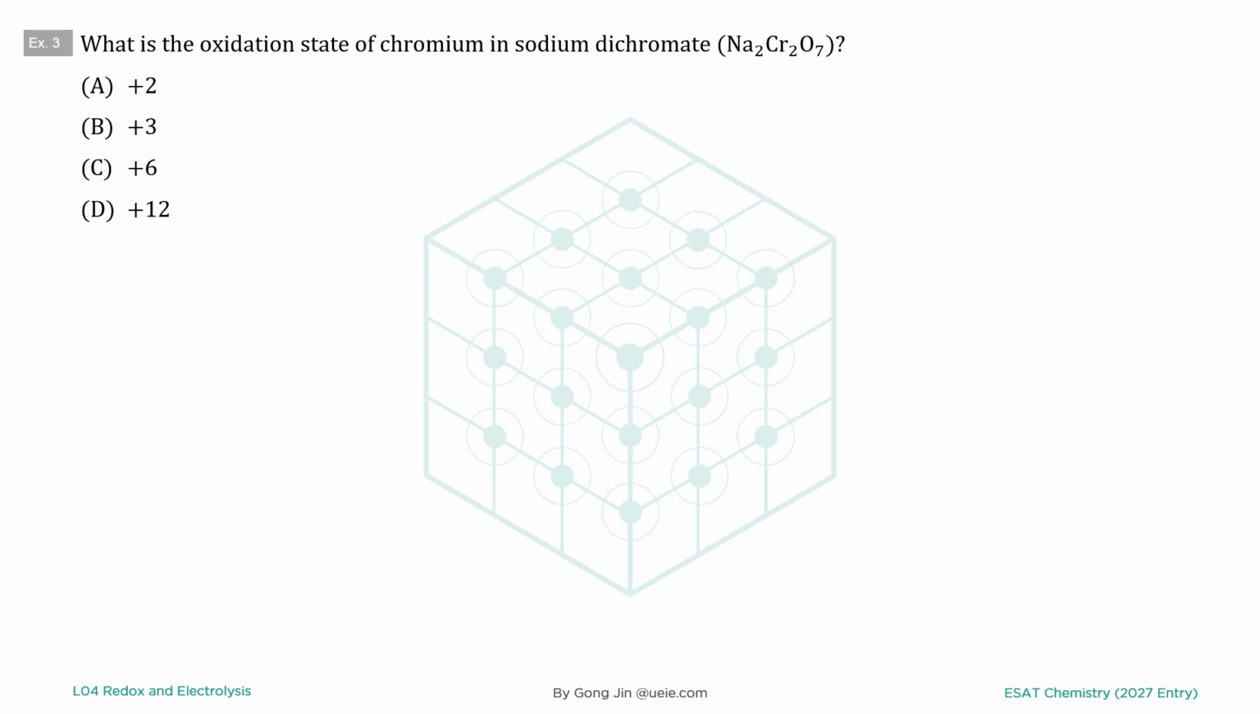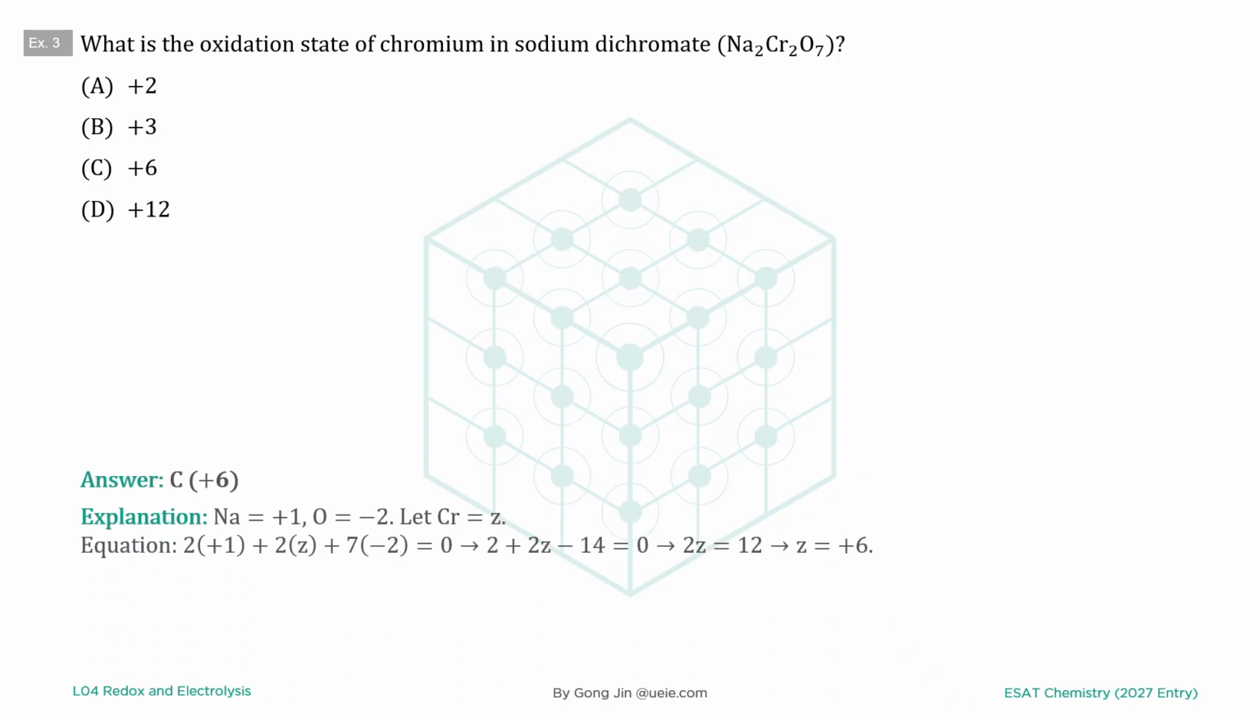Now let's work on this practice problem. Find the oxidation state of chromium in sodium dichromate. Sodium has an oxidation state of +1, and oxygen is -2. Set up the equation. Solve it, and we get chromium is +6. So the answer is option C. Follow these steps, and you will always get it right.